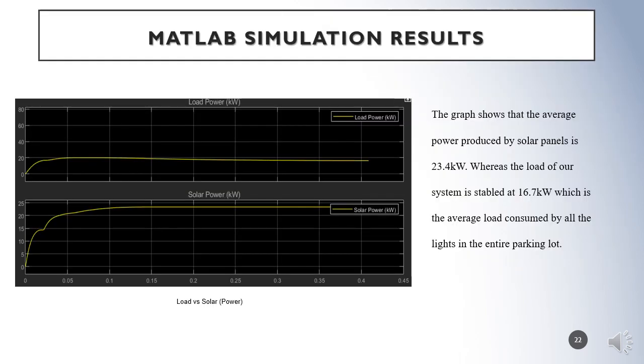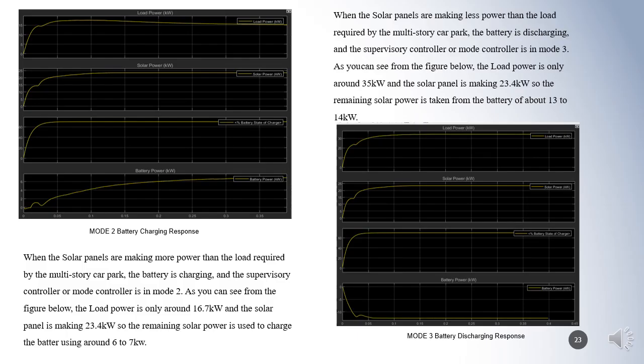Moving on to the results of our Simulink model, this graph shows that the solar panel is producing 23.4 kilowatts of power, and the load is consuming 16.7 kilowatts of power. On your left, the graph shows mode 2 of our system, when the battery is charging, when the solar panel is producing more power than the load requires. So the excess energy can be used to charge the battery.